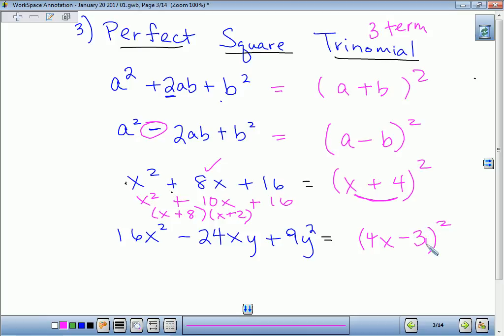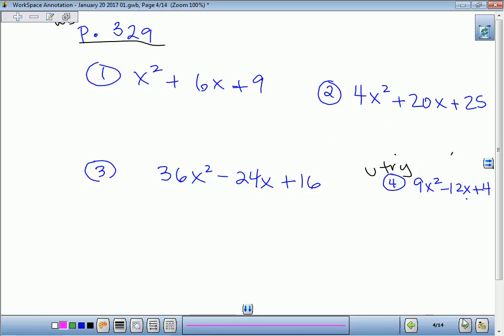Alright, so if I square the first one, I get that. If I square the last one, I get that. And if I double the product, I get that. So yes, that's how it factors. Okay? So now, I have 4 for you to try. They may not all work. They may. Okay, they don't all work.